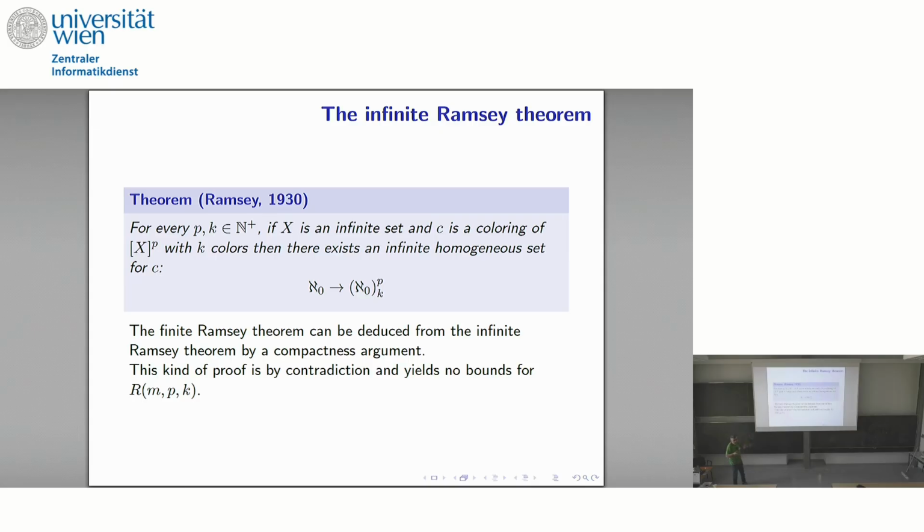It's something that is actually well known. I'm just reviewing quickly. But also note that this kind of proof is a proof by contradiction. Assume that there is a counterexample for any n, and then you piece them all together using compactness, and you get a counterexample to the infinite Ramsey theorem. So this kind of approach yields no bounds whatsoever on the Ramsey numbers.